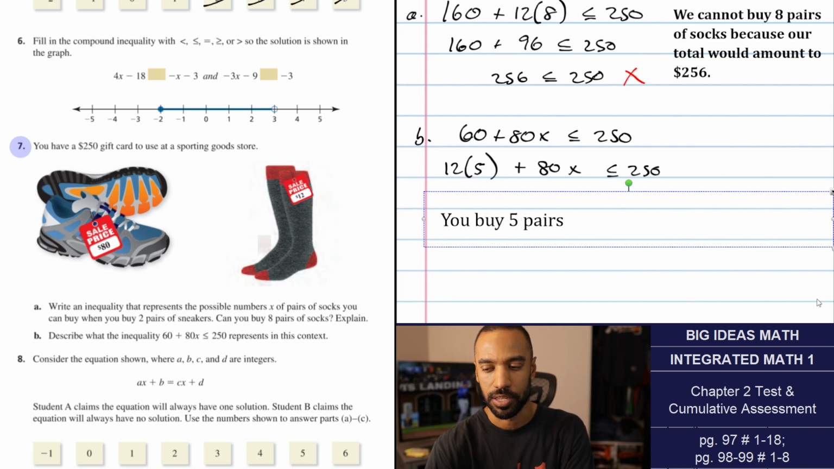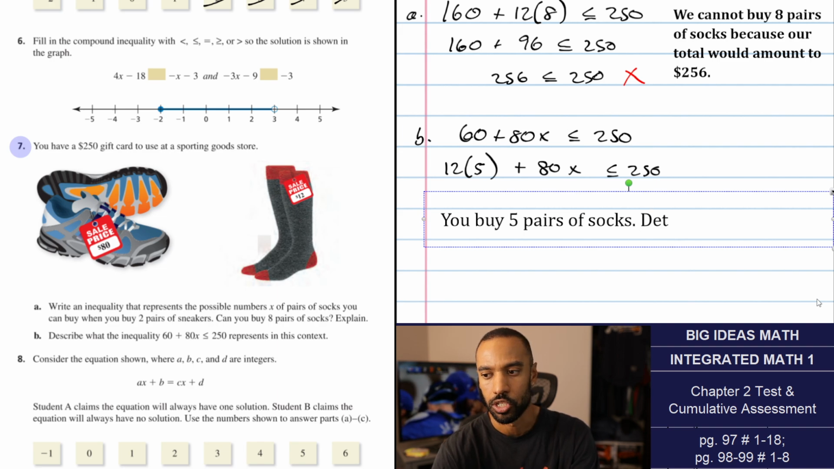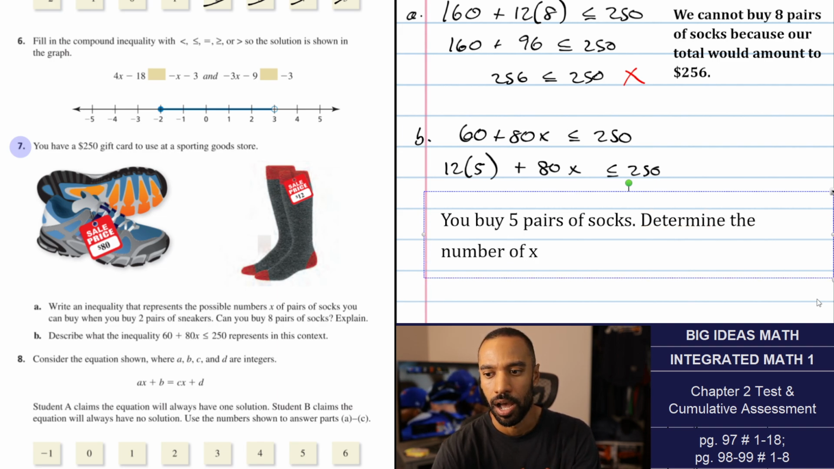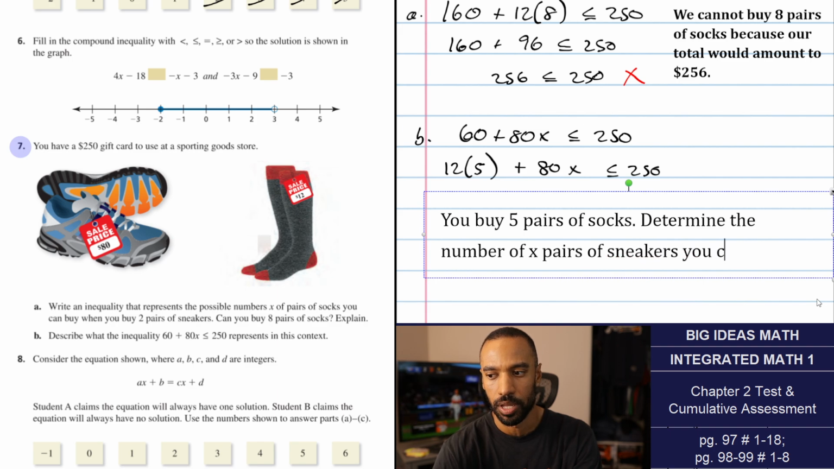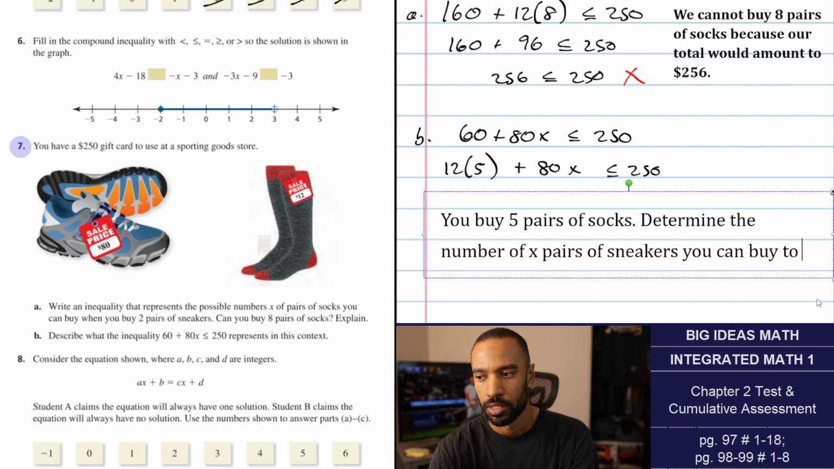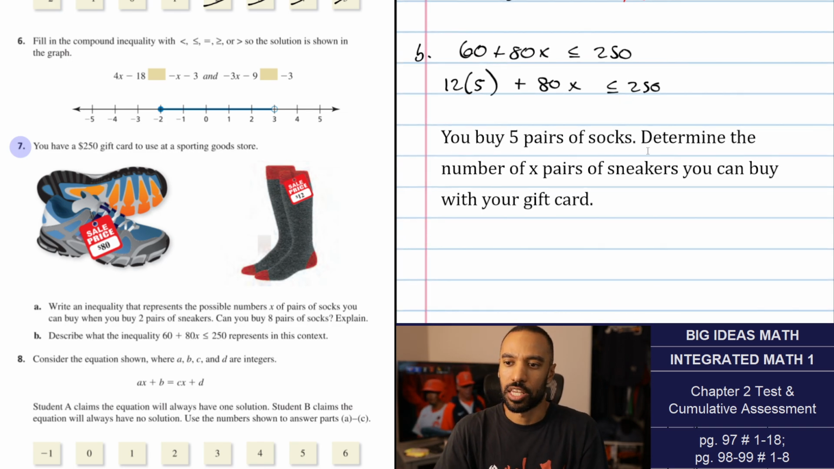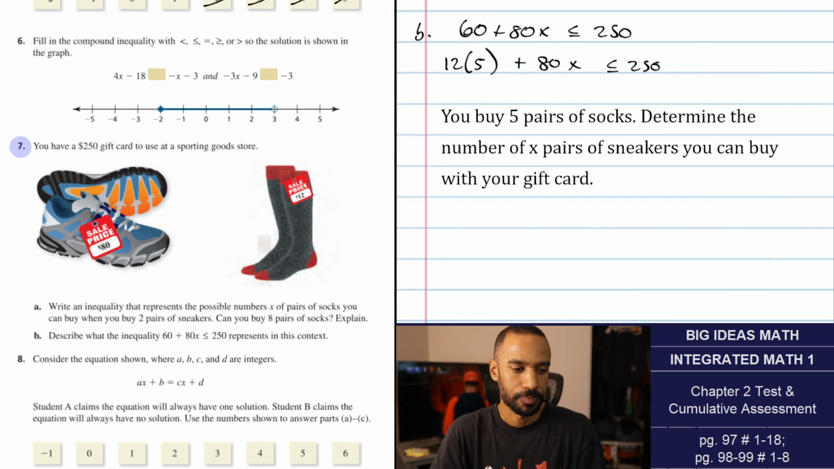And I don't know if we're supposed to solve this. I don't know if we're supposed to make it as a question or just a statement, and X pairs of sneakers, or determine the number of X pairs of sneakers you can buy to stay under budget, to not exceed your gift card expenditure. I don't know. With your gift card. So that's what I think this one is right here. That's how that one makes sense.